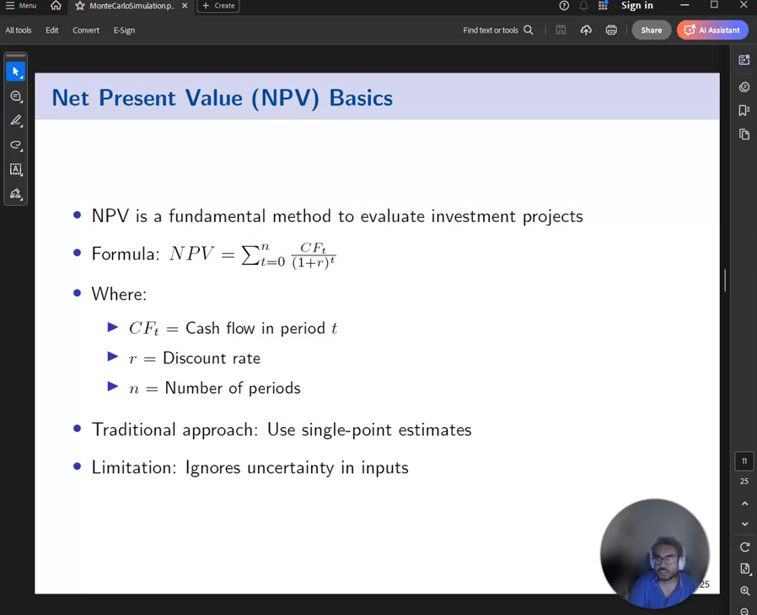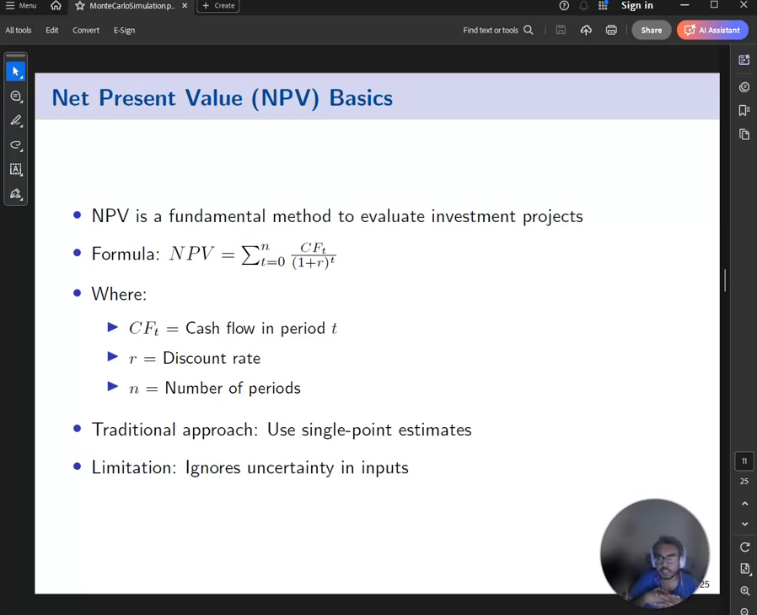Monte Carlo simulation will transform this NPV analysis by incorporating the uncertainty that is there in any project related variables. So instead of saying this project will generate an NPV of say 2.5 million, we can make a statement like there's an 80% chance that the NPV will be between 1.5 and 3.8 million. That is much more nuanced information than simply saying this project will generate an X amount of money.